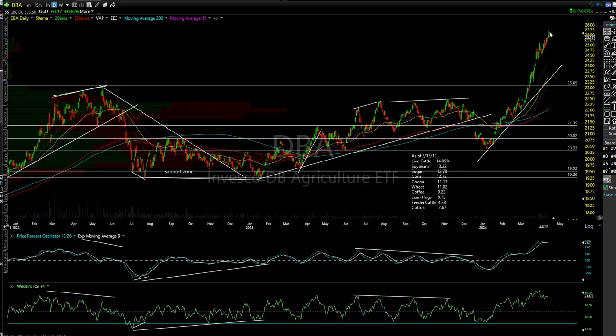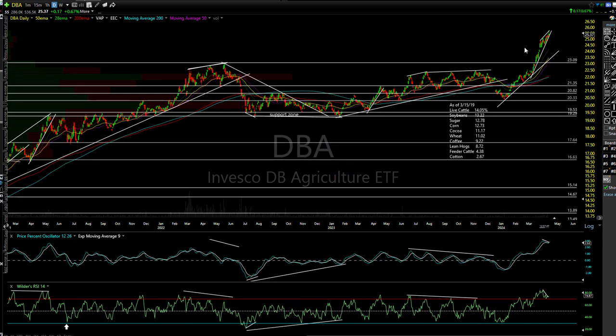Getting a little hot here, guys. It's probably due to cocoa. I'm still short cocoa. I'm holding on to that one for a while. It's not going down, but it's not going up anymore. Momentum is stalled, and it's probably contributing quite a bit to this. So here's the bottom line. I wouldn't buy it here. I'd wait for a pullback at this point. It's kind of like gold and silver. Wait for a pullback. Probably get one soon.